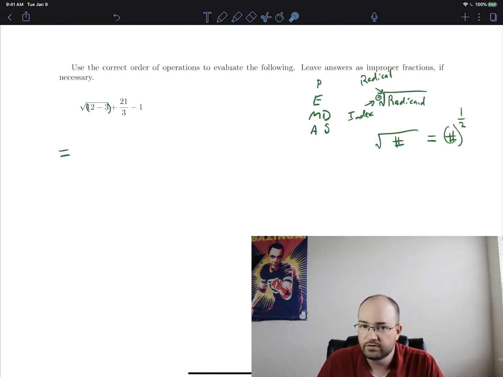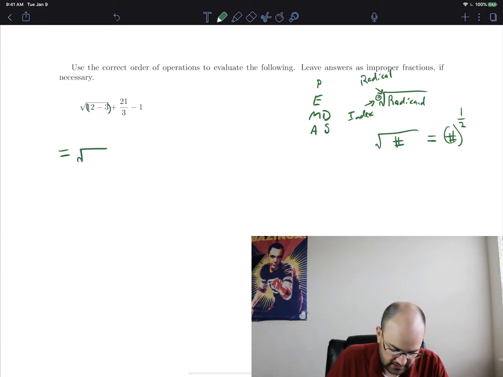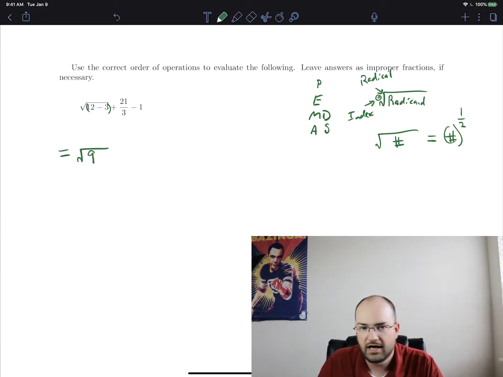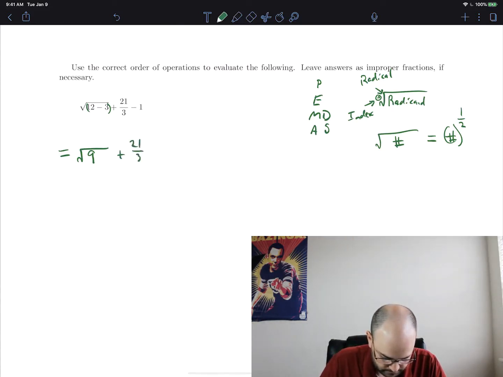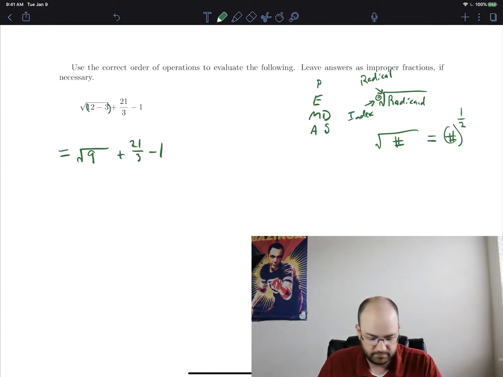So here we do have parentheses, which means we need to evaluate 12 minus 3 first. And that's going to give us 9. So we have the square root of 9 plus 21 over 3 minus 1.